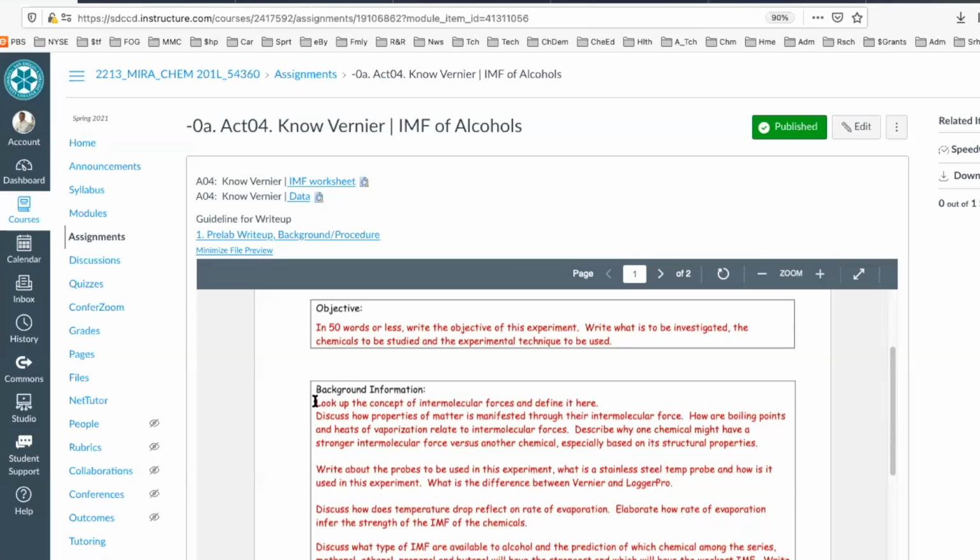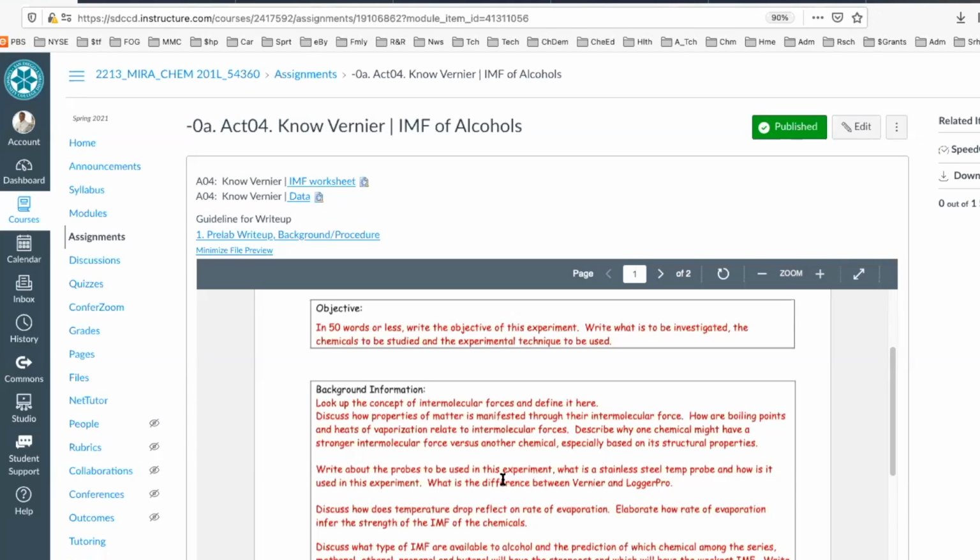The background information, make sure you define intermolecular force. What exactly is intermolecular force? How is it related to the temperature change when something evaporates? You're looking at the heat of vaporization, okay? When something evaporates, it sort of removes that energy from whatever it comes from. So right here, I give you some talking points in your background information. I tell you to discuss intermolecular force. I tell you to discuss how physical properties like boiling point, heat of vaporization relates to intermolecular force.